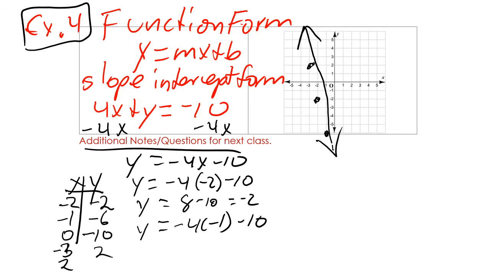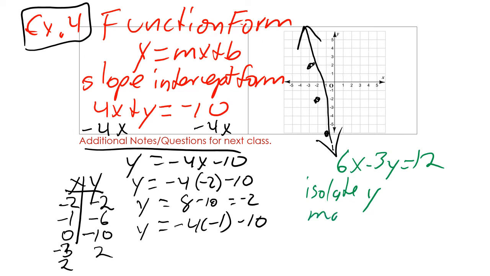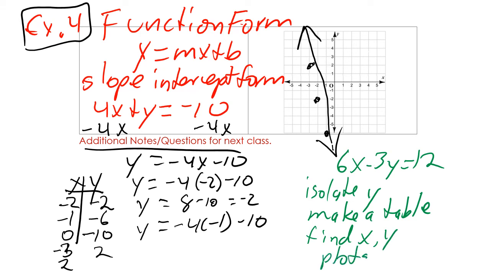Okay? So this is an introduction to function form. Y equals mx plus b. Here's your u try. 6x minus 3y equals 12. You want to isolate y. Make a table. Pick some x's. Find x and y. Plot the points. And then you can draw your line.